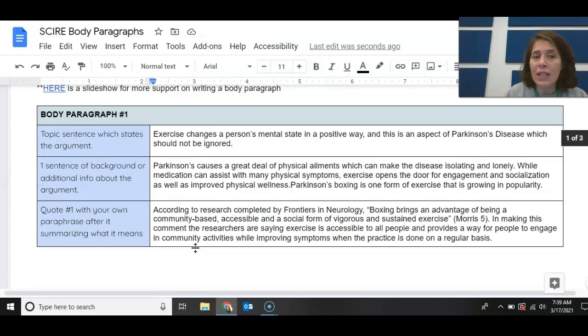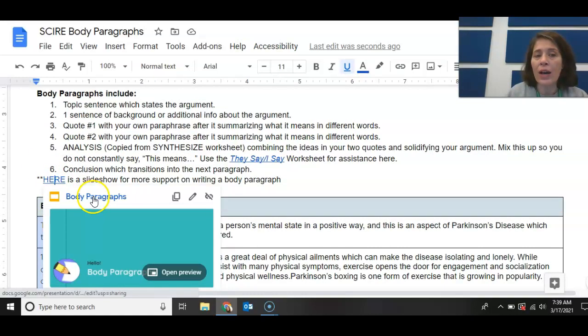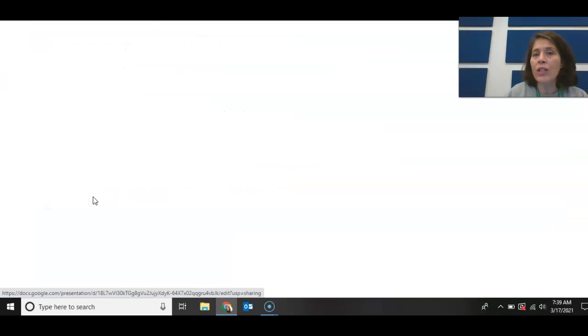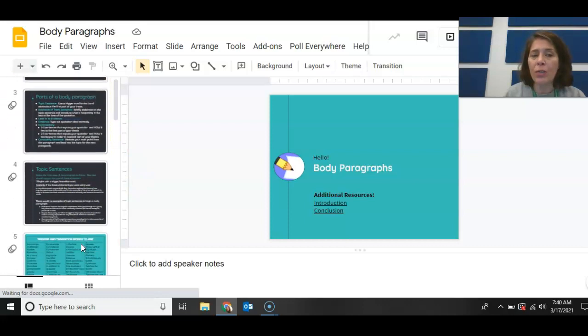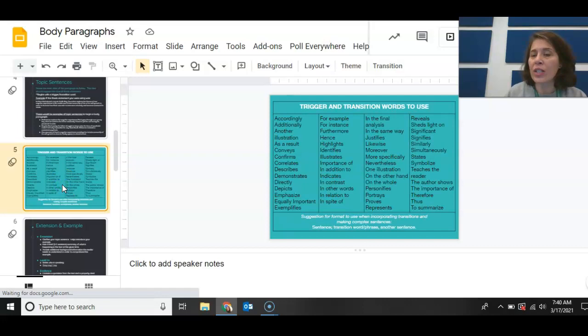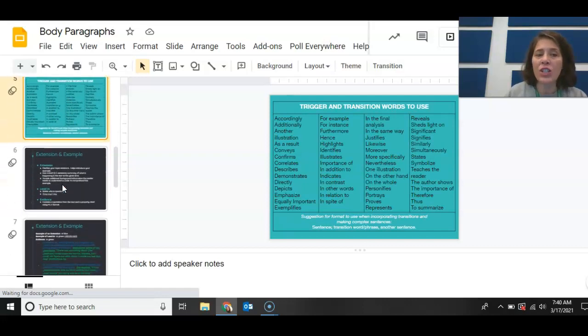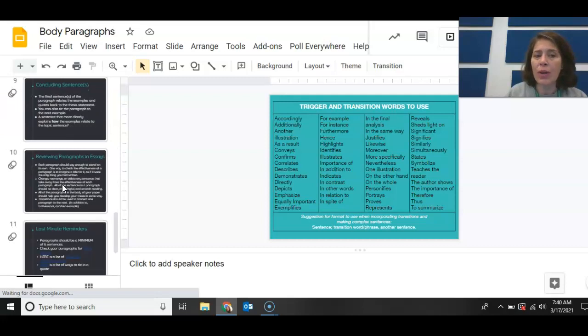If you need more assistance with this, we have this slideshow attached. It will give you more support on how to write body paragraphs. So if you want to open this up, you feel free to go through this and get more ideas for developing your body paragraph. This just goes through what is a body paragraph and the parts of the body paragraph, topic sentences, gives you some other trigger words or transition words that you can use, extensions and examples, commentary, concluding sentences, and reviewing your paragraphs. So these are just some more tips that are available to you to help you write these, okay?